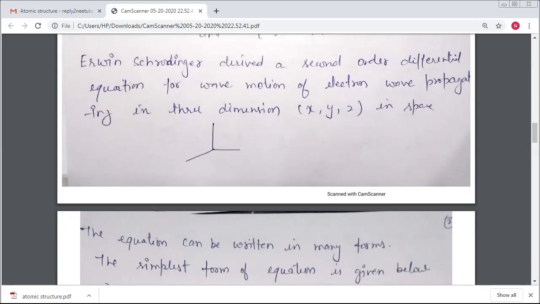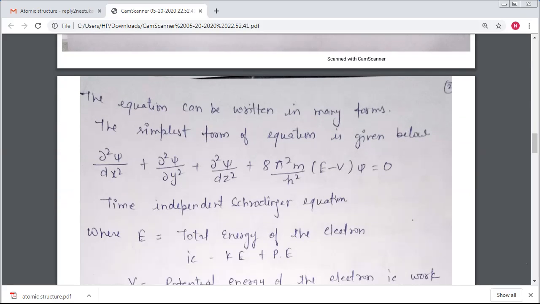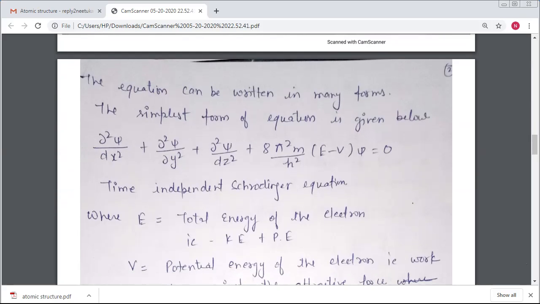So this is the Schrodinger wave equation, and the Schrodinger wave equation is in our syllabus. There is no derivation of Schrodinger equation. So here is only the introduction and the concept of the Schrodinger equation.